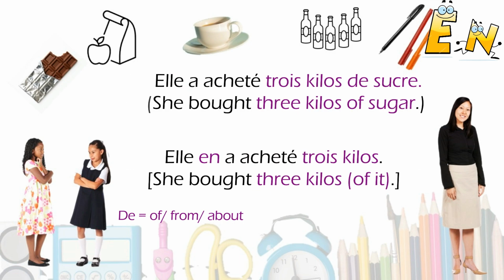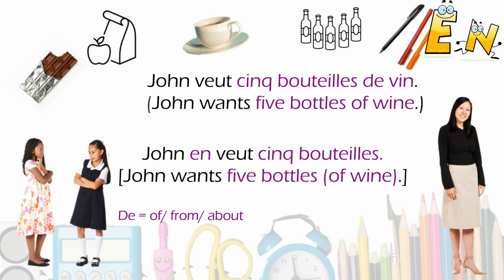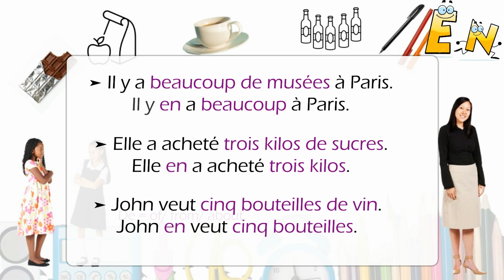Elle a acheté 3 kilos de sucre. Elle en a acheté 3 kilos. John veut 5 bouteilles de vin. John en veut 5 bouteilles. In all these examples, the objects are starting with an expression of quantity and all of them are replaced by pronoun en. And the expression of quantity is written at the end, that is, after the verb.